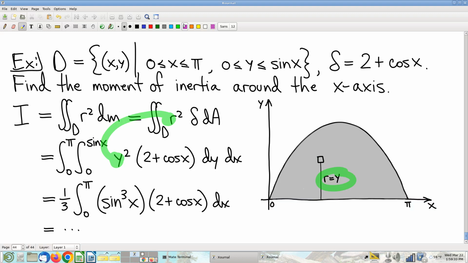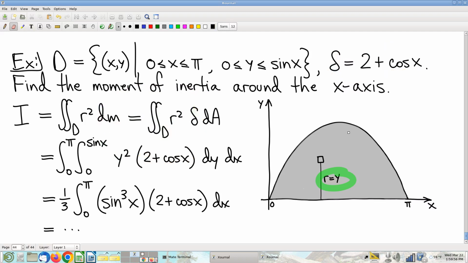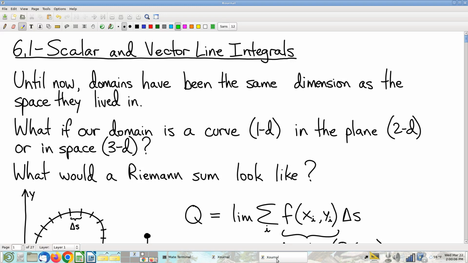Let's see here. We have mass is density times area. Density was given. Density is 2 plus cosine x. And we have a double integral, and off you go. Compute. Everybody okay? All right. Okay, so that's moment of inertia. That ends section 5.6. That ends our time in chapter 5, and we move on now to chapter 6.